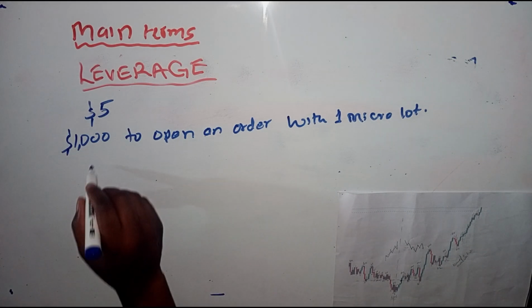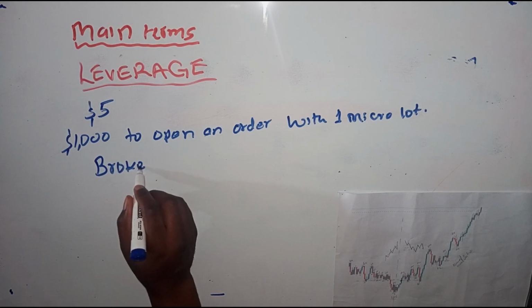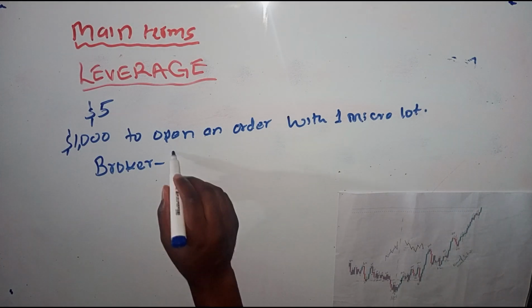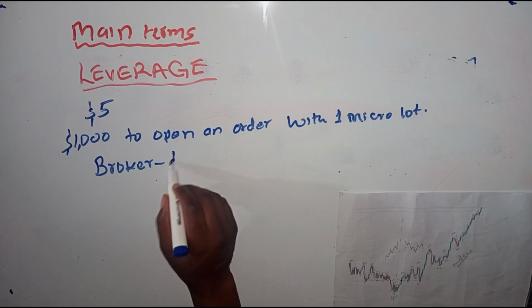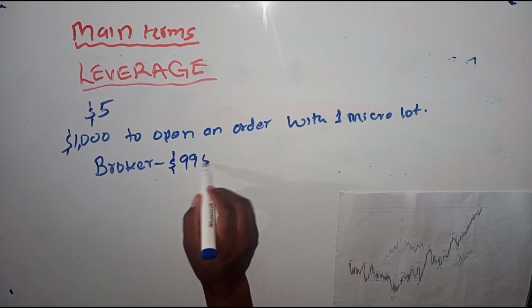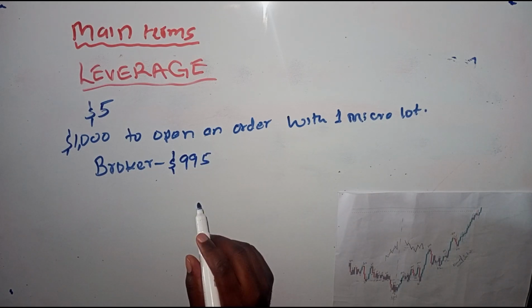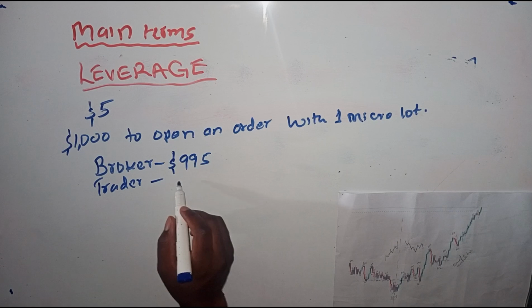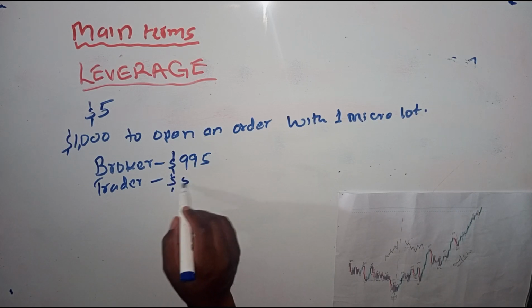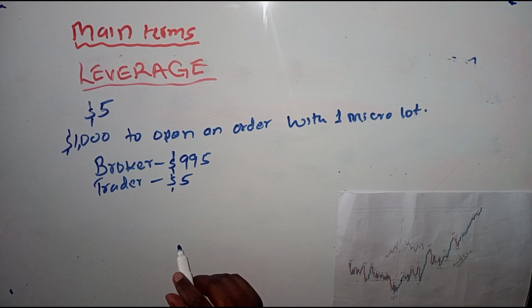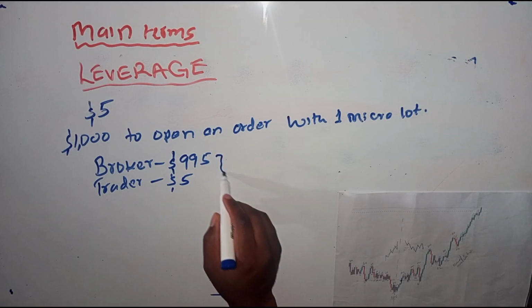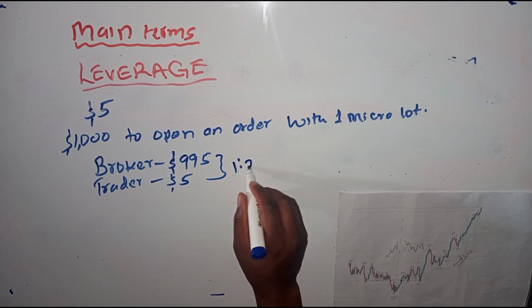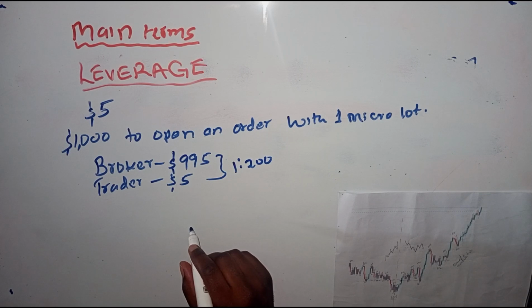The broker will provide $995 for the trader, and the trader will add $5. That's if the leverage for the trader is 1 to 200.